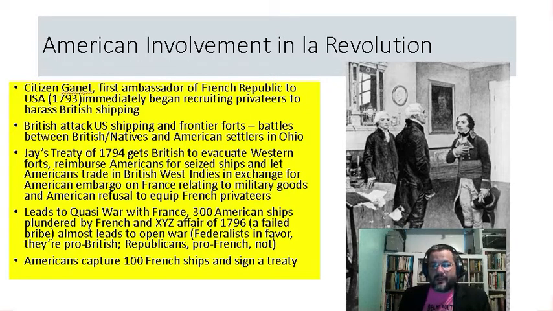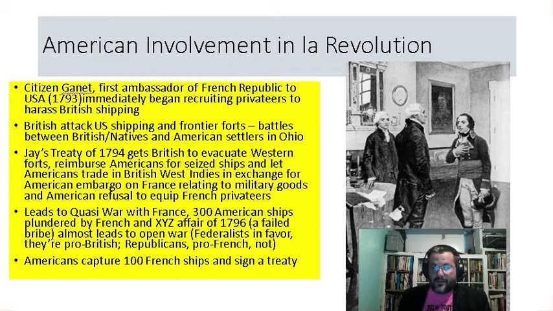So fearing getting sucked into a conflict he wanted nothing to do with, Washington was able to sign a treaty, Jay's Treaty, in 1794, which agreed to having the British evacuate their western forts, meant simply to harass the United States, to reimburse Americans for seized ships, and to let Americans trade in the British West Indies in exchange for an American embargo on France of military goods and a refusal to equip French pirates.